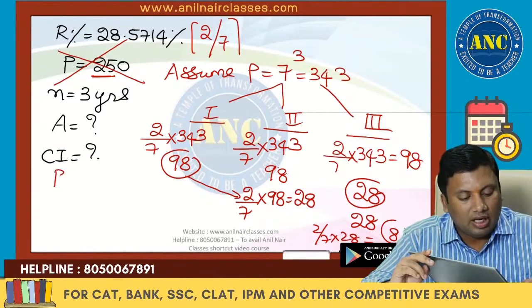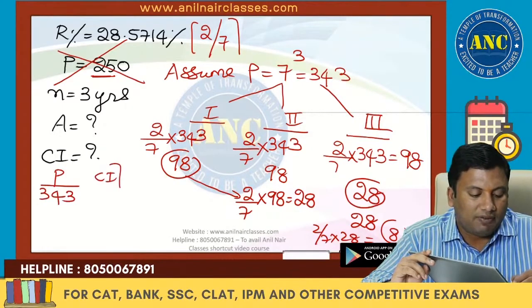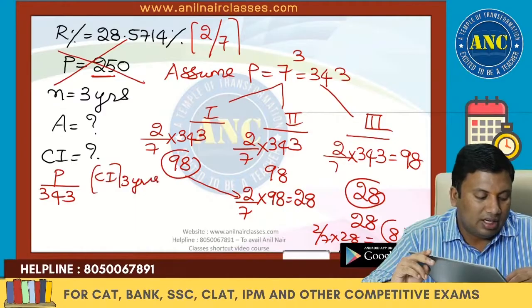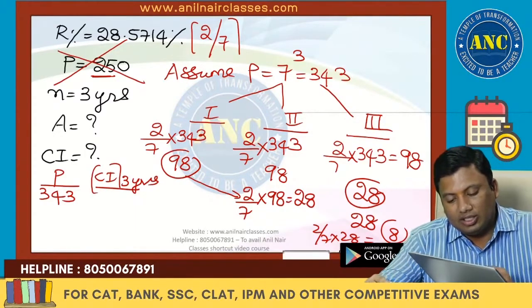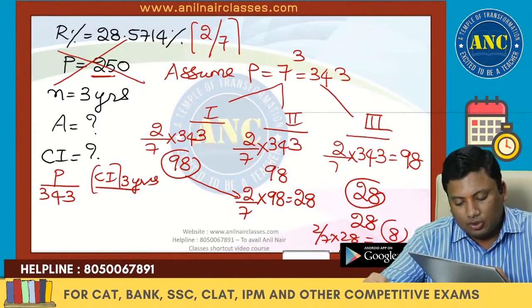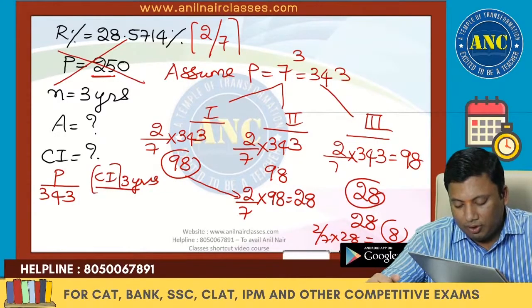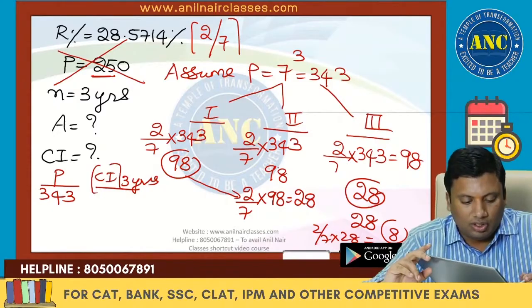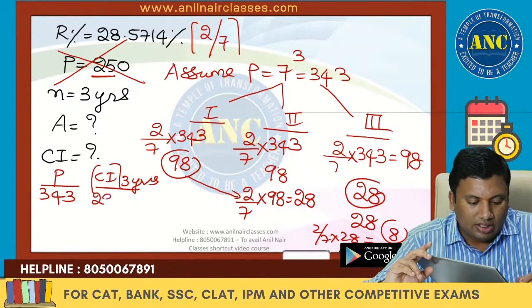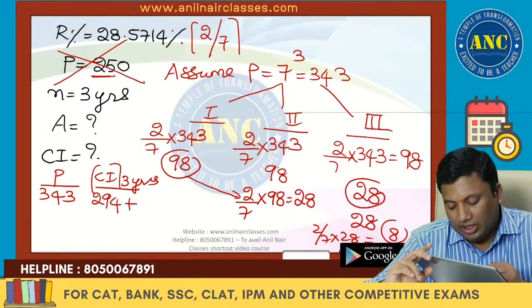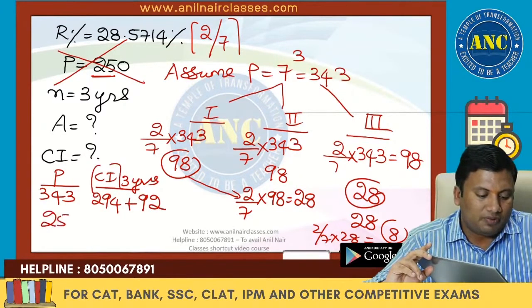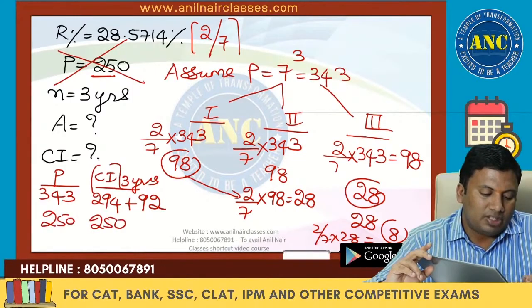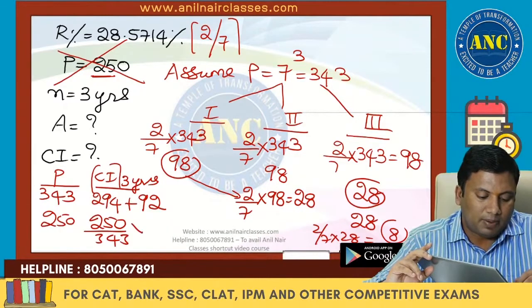That means, if the principal is 343, CI for 3 years will be 98, 98, 98, which is 294, plus 84 plus 8, 92. But I want for 250. Very easy. Assume principal equivalent to denominator power k.